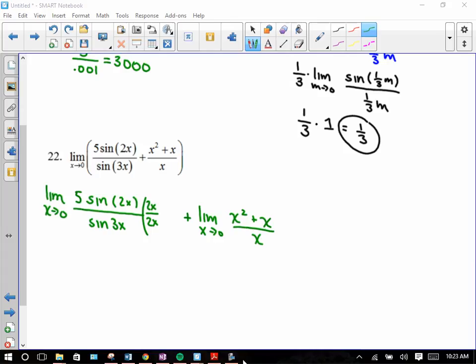See this sine 3x? I would like to have the 3x up top. So what do I need to multiply by? 3x over 3x. All right, cool. Now I got everything I want.